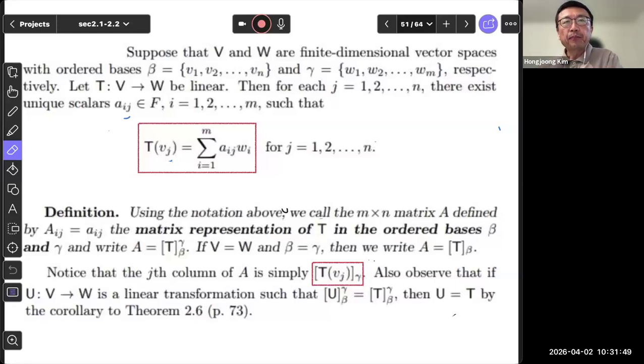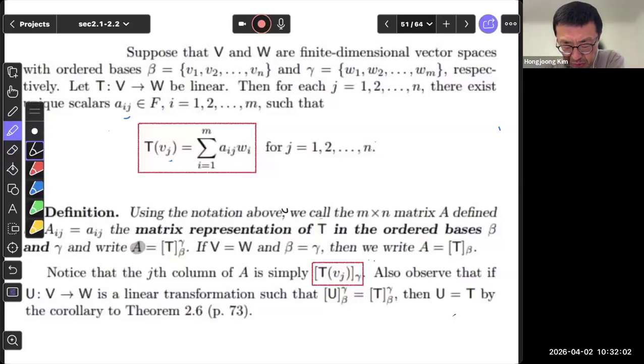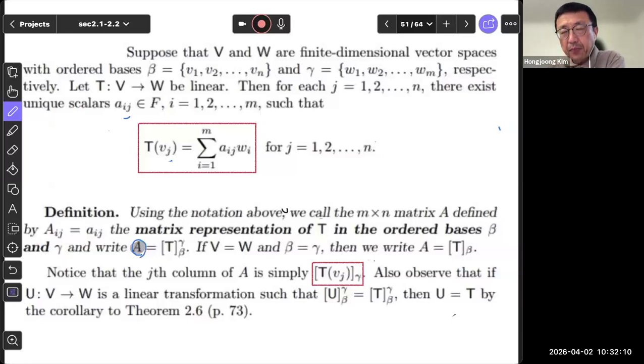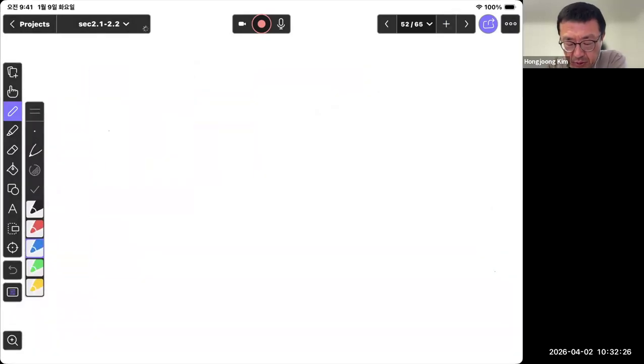Then we can find some matrix A representing this linear transformation T when two bases, one basis for the domain and the other for the codomain, are given. Let me draw the diagram.